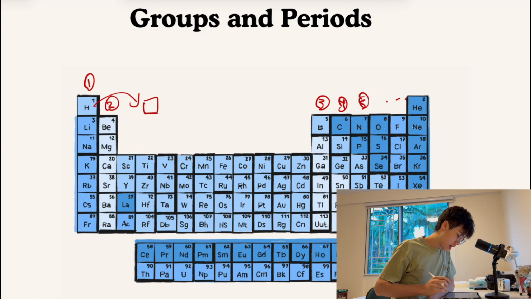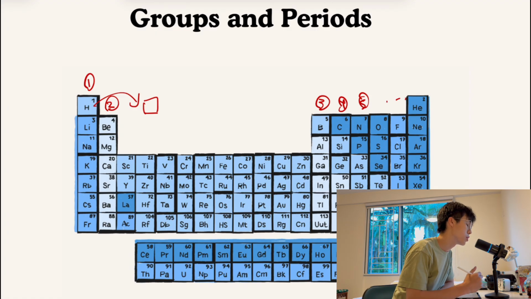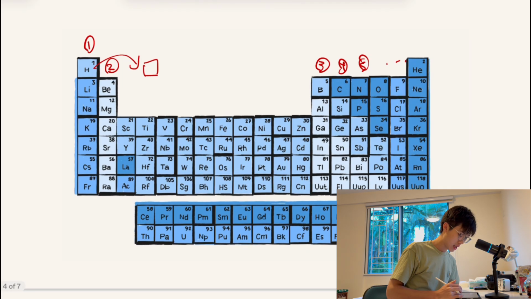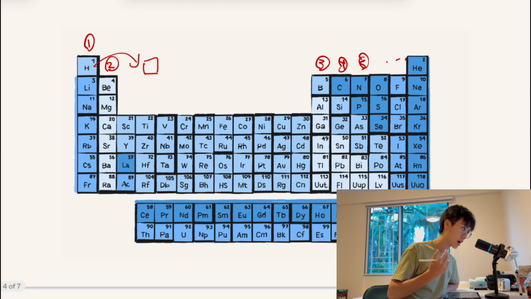And for elements in each group, they have similar chemical and physical properties. The reason for this is because they have the same number of outer shell electrons. And you might know from your studies that that determines the reactions and how it behaves as an element. And so therefore they have the same chemical and physical properties.